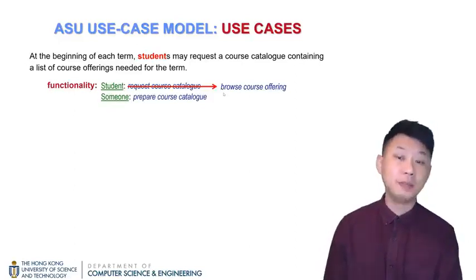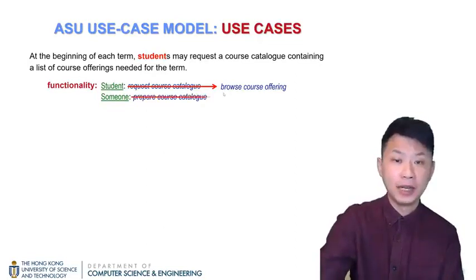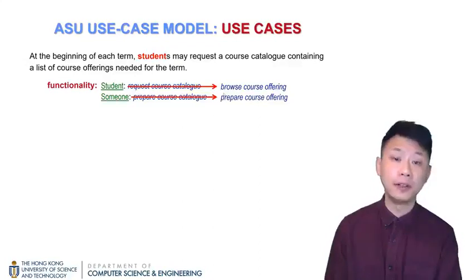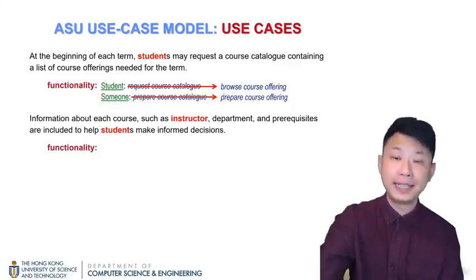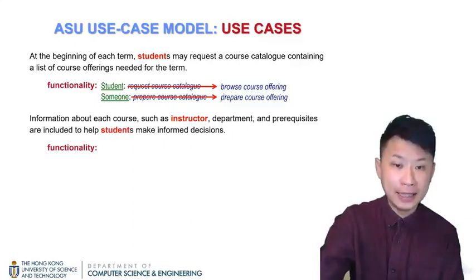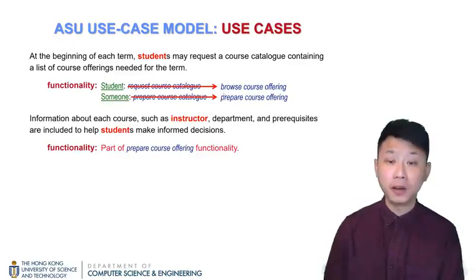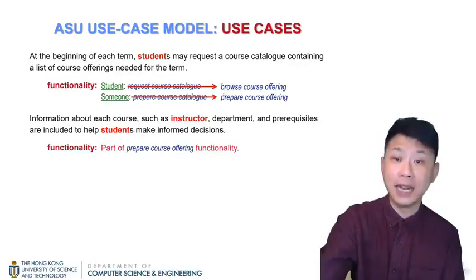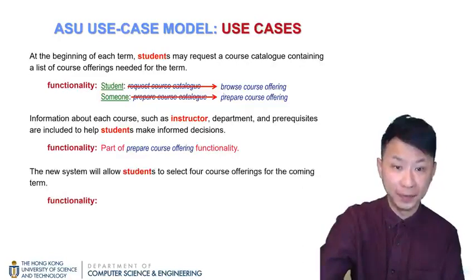And someone is going to prepare course catalog for the students. So we're going to say that we have the functionality, right? Someone is going to prepare course offerings on the course registration system. For the second sentence, we're going to get the functionality that someone is going to prepare course offerings on the system. So the functionality is the same as the one that we have obtained from the first sentence.